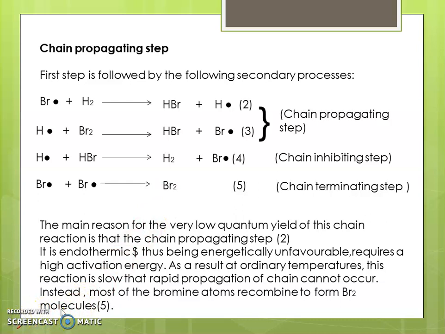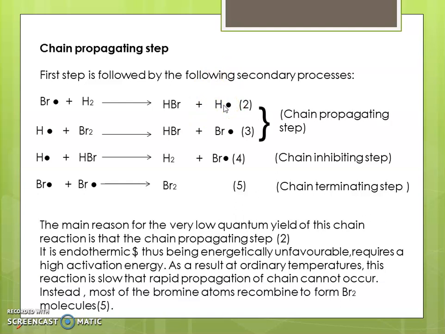There are mainly 2 reasons for the low quantum yield. The first one is the slowness of the endothermic step 2. This is a reaction proceeding through an endothermic process, that is, heat is absorbed here. The slowness of the endothermic step is one of the reasons for lower quantum yield.